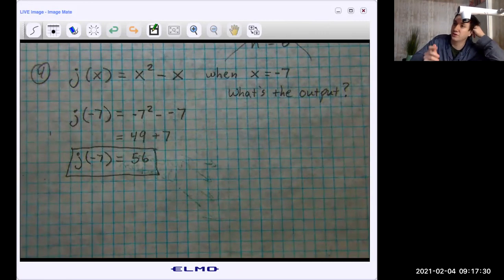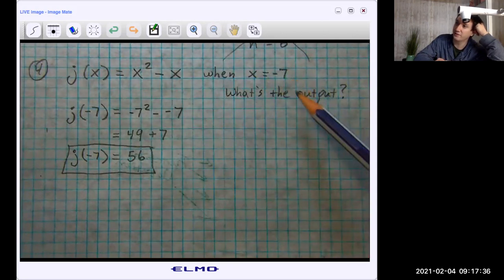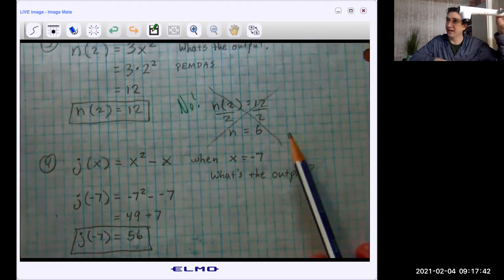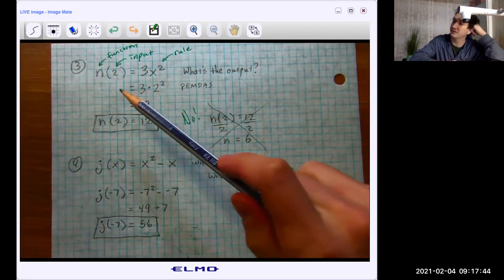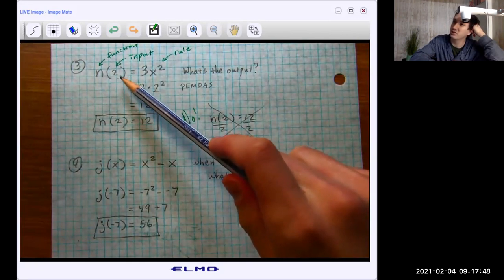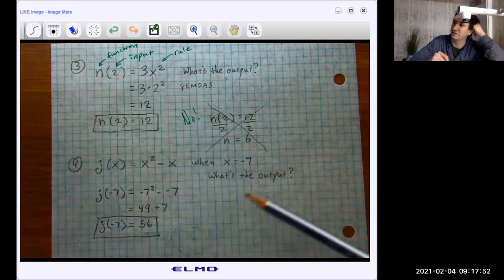So you're going to see two things on your homework today. You're going to see things like this that we started with, and when you see that, it's saying figure out the output. So plug it in and solve. You might see it like this, where it was in the parentheses. It's the same thing. It says put in a 2 and see what you get out. Both of them are asking what's the output.